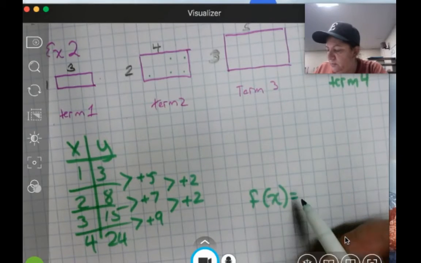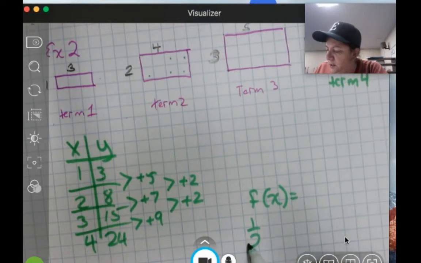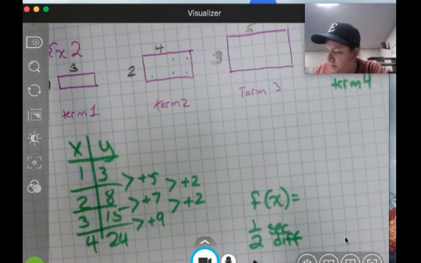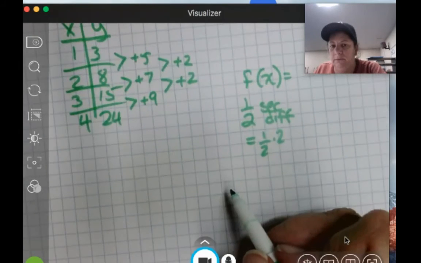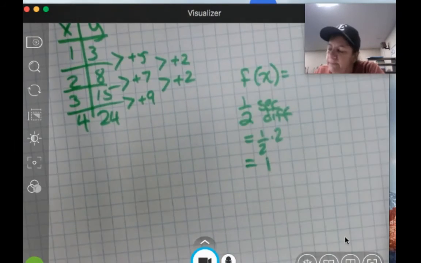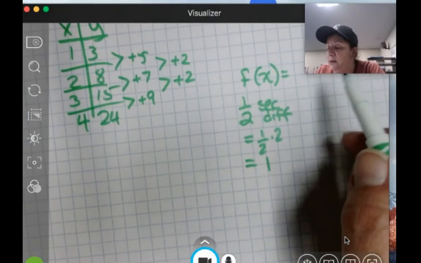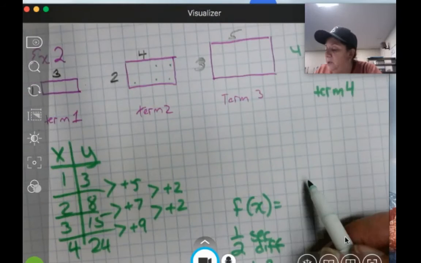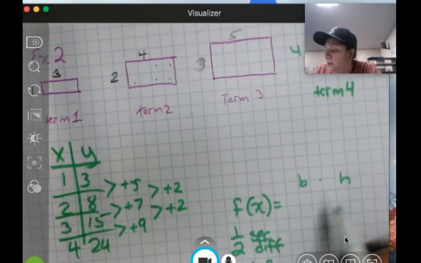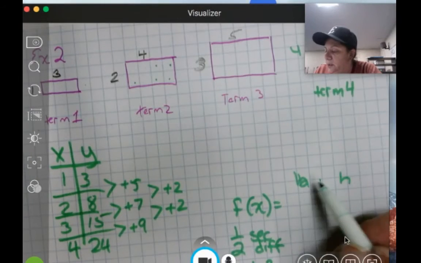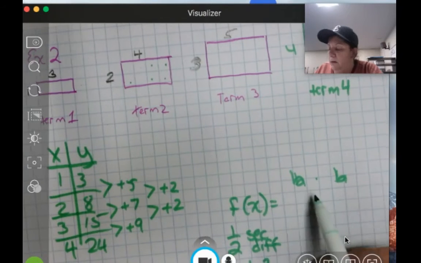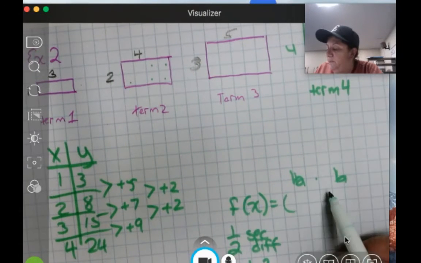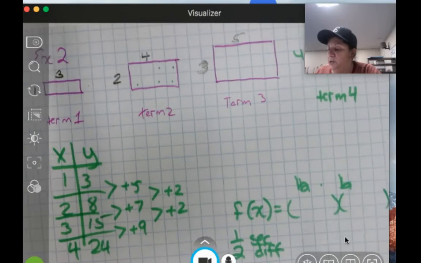So we already know for our explicit, f of x equals 1/2 of the second difference, which is 1/2 times 2. And that equals 1. So there's no multiplier. That means I have to do the base times height or the length times the width, however you want to do it. Actually, I usually do height times base. But however you want to do it, I'm going to have to do just adding or subtracting to x.